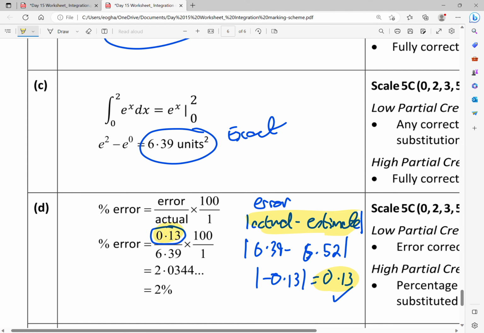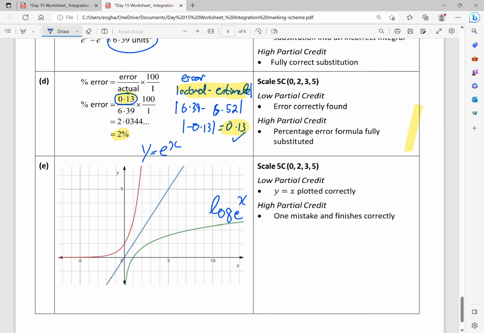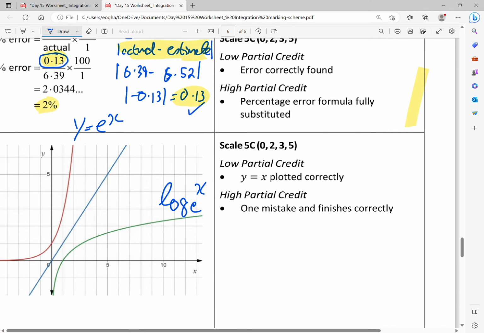The final part of this question was to draw the inverse function. So this guy here was y equals e to the power of x. Let me just have a quick look at the question, make sure we're doing the right thing. So it's the inverse function of e to the power of x. And the inverse of e to the power of x would be the log of x to the base e. That would be the inverse function.